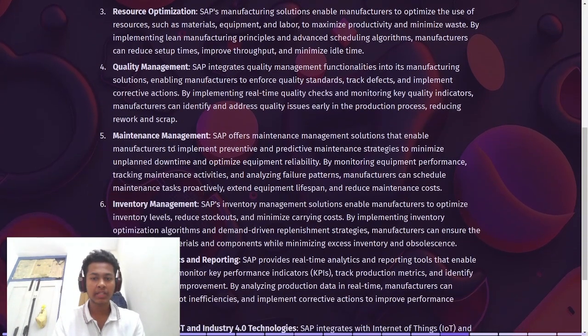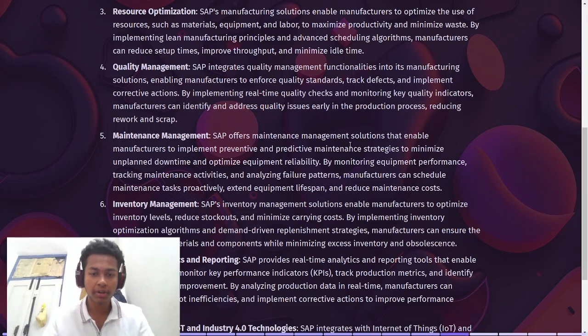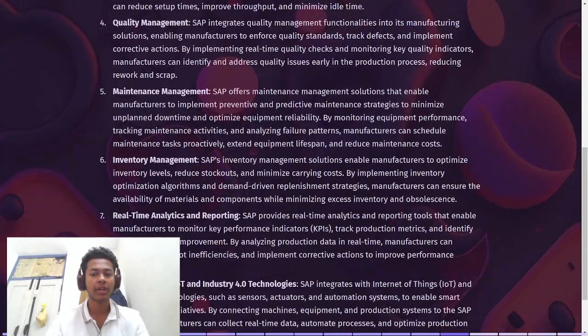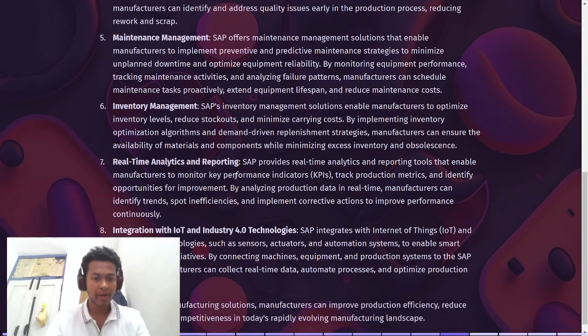Maintenance management is a solution that enables manufacturers to implement preventive and predictive maintenance strategies. So after we have understood what we have and we don't have, we can forecast what issues might come, and by monitoring equipment performance and tracking maintenance activities, you can schedule maintenance tasks and repairs, so that you can reduce maintenance costs. Inventory management we have discussed.